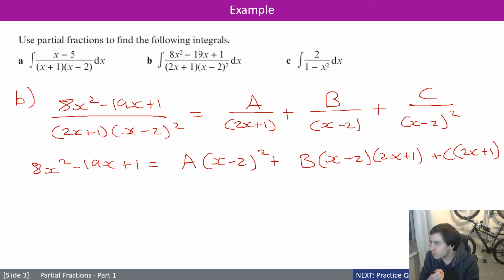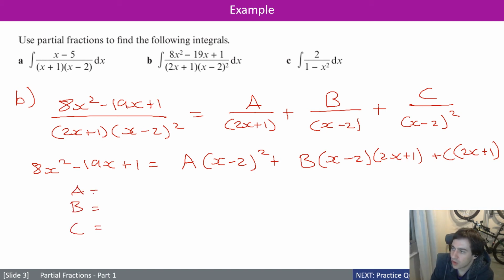Substitute x equals 2 perhaps, substitute x equals minus a half, or alternatively equate some coefficients. You should be able to find the values of a, b, c in that case. In this particular instance, they're going to end up as follows: 2, 3 and minus 1. Okay, so skipped a bit of work there, which you should know how to do. If you don't know how to do it, then do make sure you give it a try yourself.